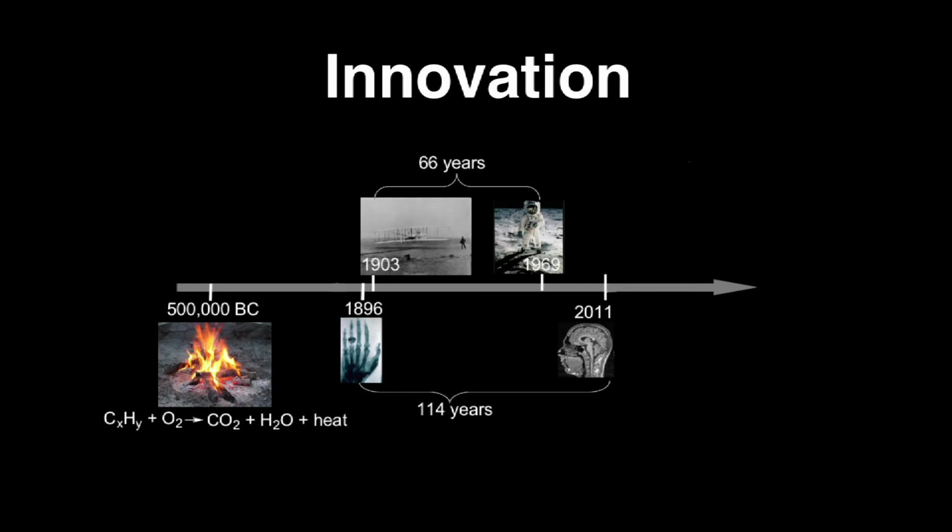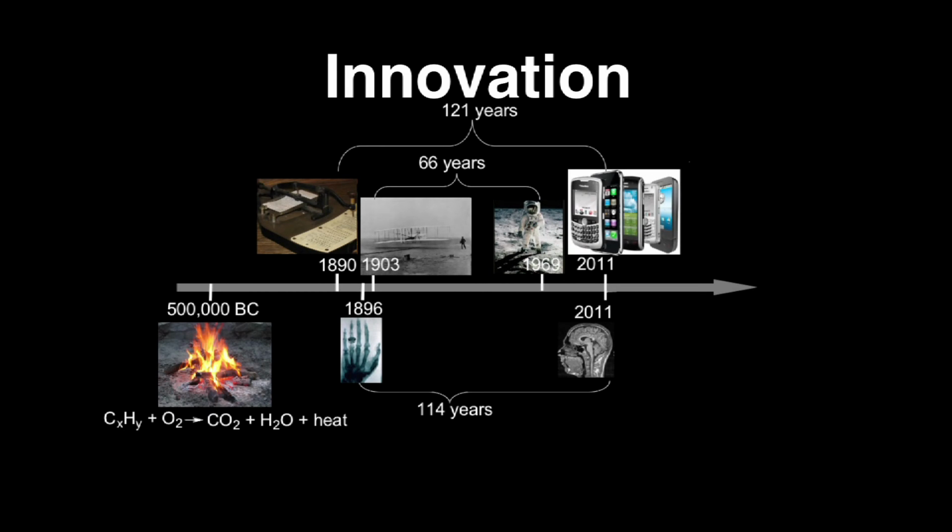1890, arguably one of the first computers. This was punch cards. They were trying to do the US Census. They were trying to keep track of people's demographics, money, all sorts of stuff. 121 years later, you have a supercomputer basically in your pocket. Your cell phones are really good at processing information.